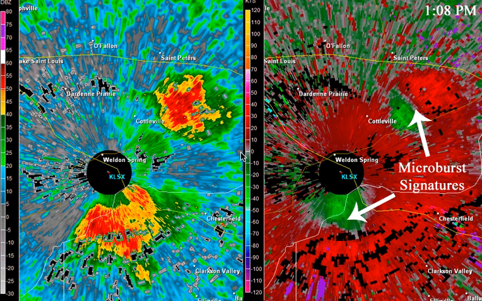So, when you're trying to find one of these on velocity, I myself would use base velocity. You're going to look for wind going away from the radar, the red color, and wind going toward the radar, the green color, like a green blob surrounded by red. That's what you're going to look for to spot a microburst. So that's how you spot a microburst on radar. That's going to be the easiest way. I'm sure there are other ways, but that's the way I know.